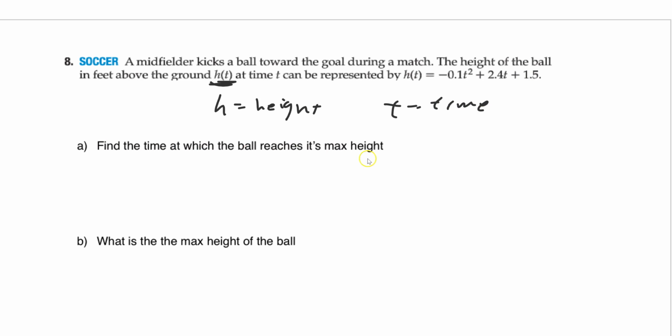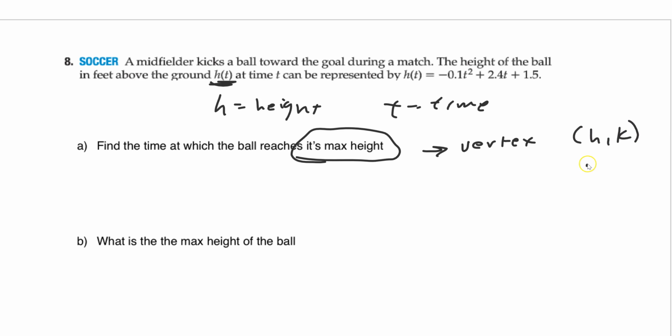Find the time at which the ball reaches max height. So remember, anytime I want you to find the max height, that is just the vertex. So you got to find the vertex, h and k. In this case, remember, h is how long. This is like time. When does it reach max height? And k is the actual max height. So find the time. We're looking for the x value. So all we gotta do here is find the vertex.